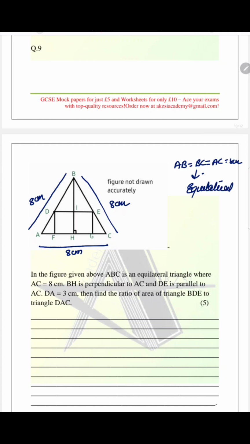The next is BH is perpendicular to AC. This is 90 degrees because it's perpendicular, and DE is parallel to AC. This is parallel to this one. And DA is 3 centimeters. This smaller part is 3 centimeters, which means clearly BD is 5 centimeters. Obviously, because the whole is 8 and DA is 3, so the remaining part will be 8 minus 3, which is 5.